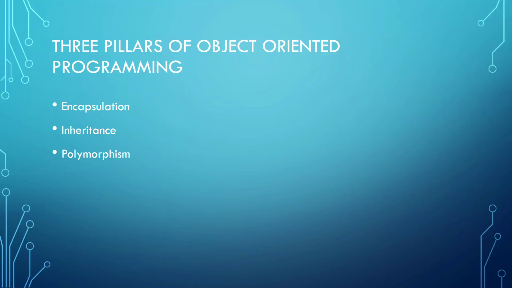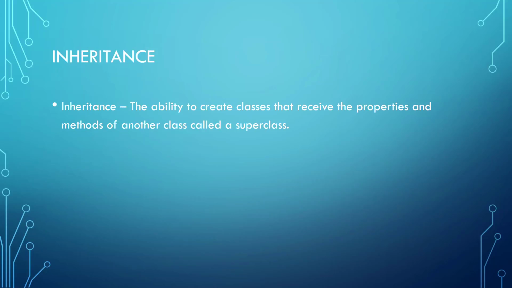Before we get to that example, I'd like to kind of define inheritance. Inheritance is the ability in the programming language to create classes that receive the properties and methods of another class, which we call that other class a superclass.